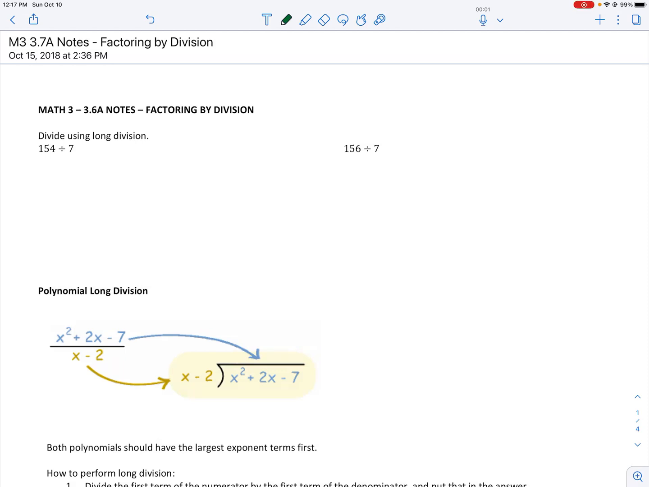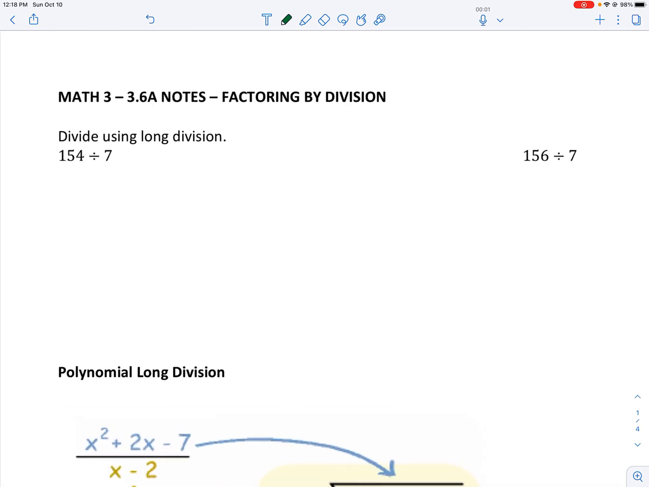Welcome. Today we are going over notes 3.7a, factoring by division. So the idea behind this lesson is we're going to use division to help us try to factor our polynomials. So here's a basic example, 154 divided by 7.